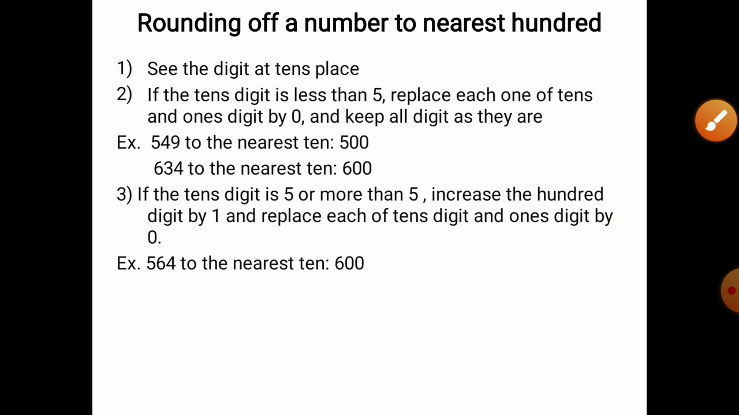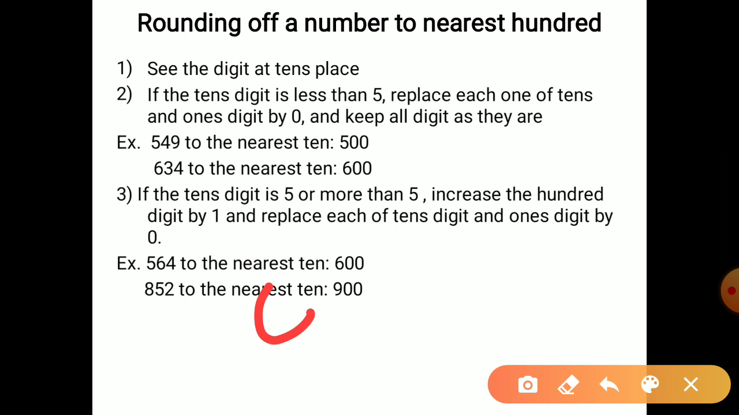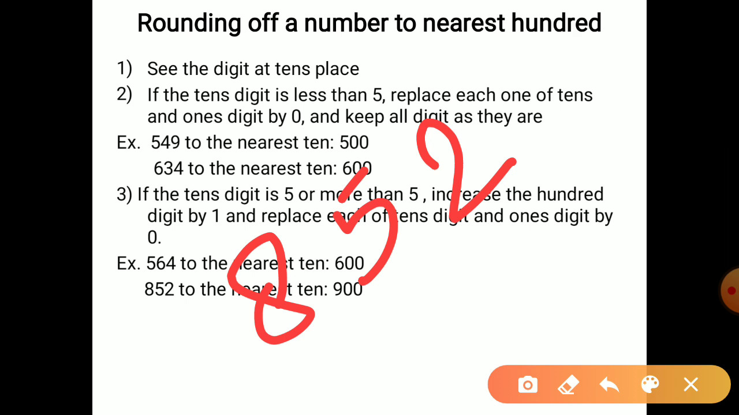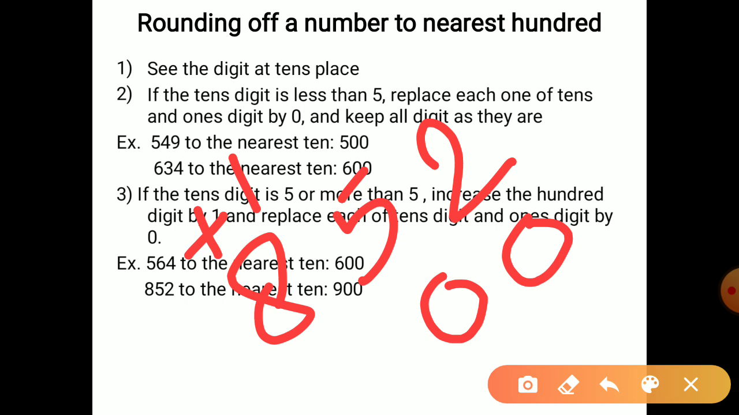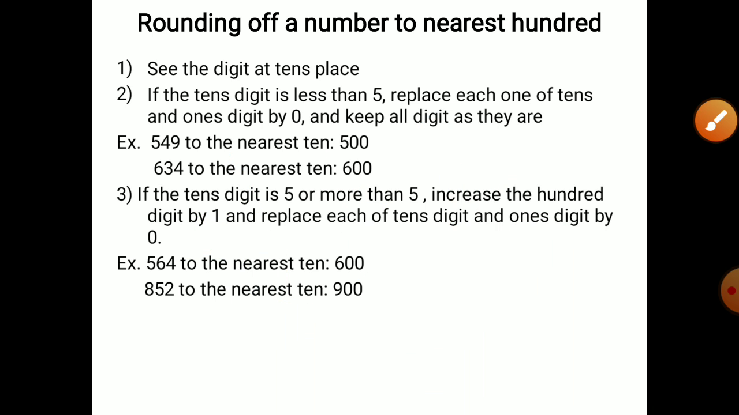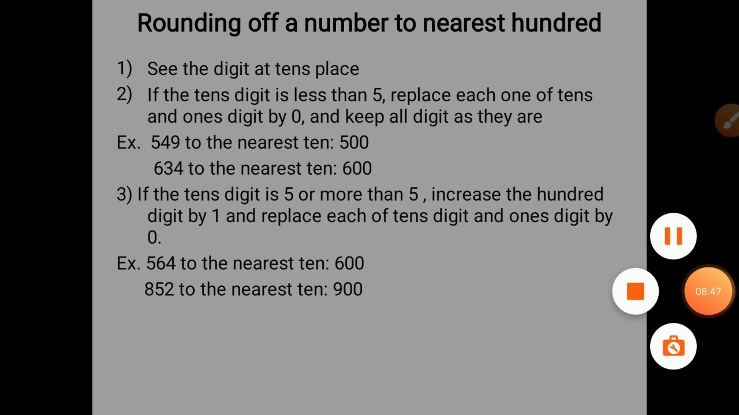Take one more. 852. We will check the tenth digit, that is 5. 5 is equal to 5. So we will make this 0. We will make this 0, and we will add 1 to the 100 digit. 8 plus 1 is 9. So our answer will be 900. So I hope you understand how to round off a number to the nearest 100.